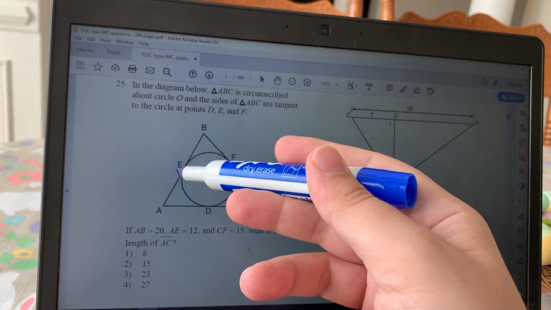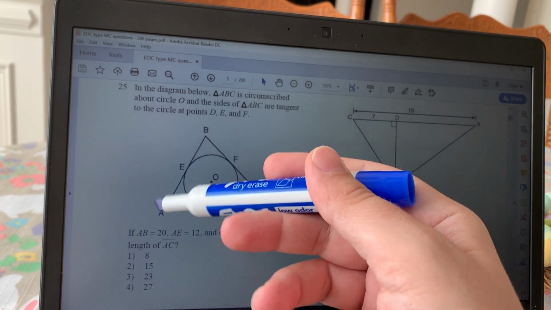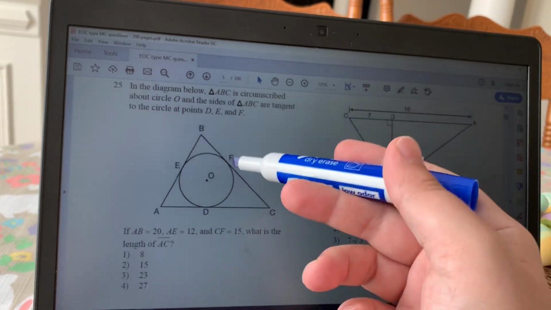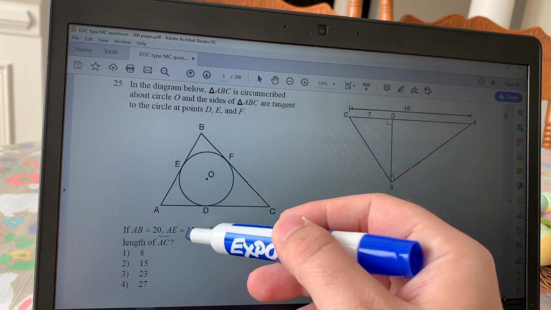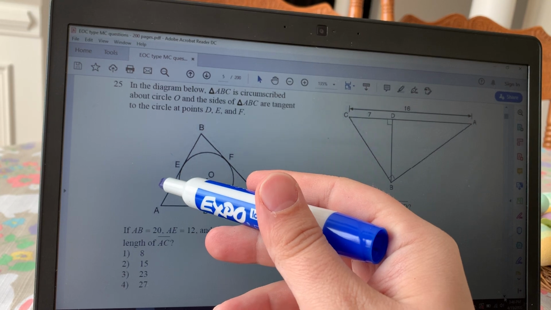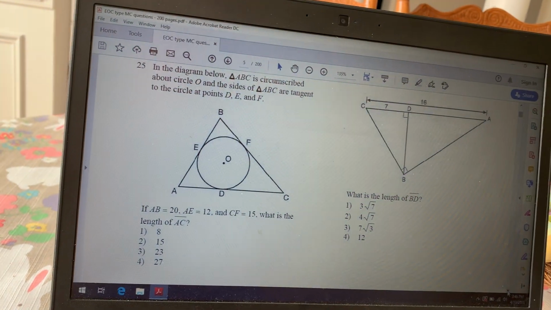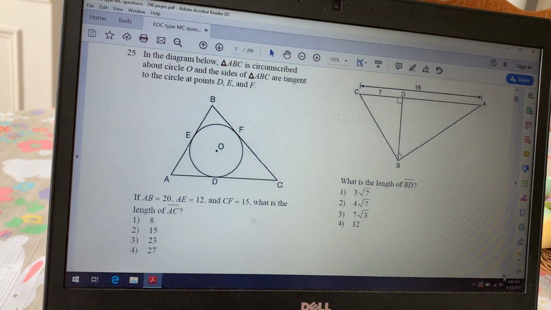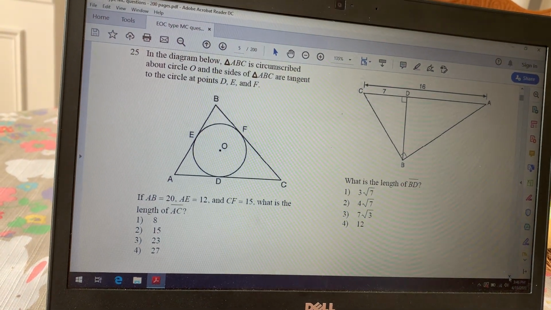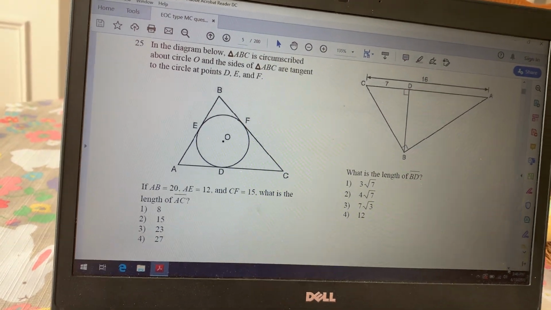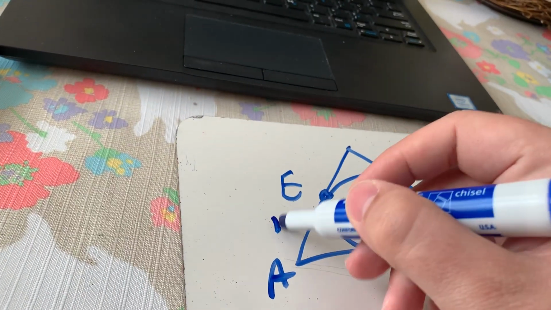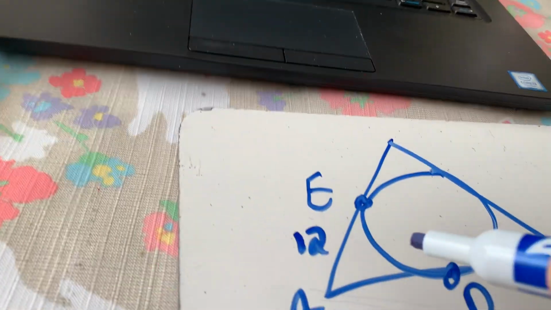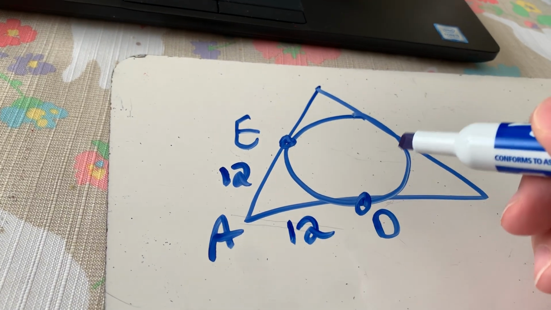The whole thing is 20, but with the 2 tangents being drawn from the same point, I don't necessarily need to know the whole thing. I want to know what AE or AD is, what BE or BF is, CD or CF. It tells me AE is 12. So let me draw this again real quick. I'm just going to draw what I need right now. EA is 12, so if EA is 12, I know this has to be 12.